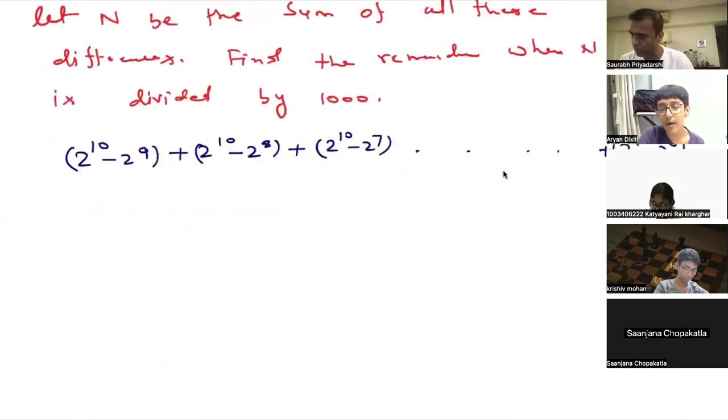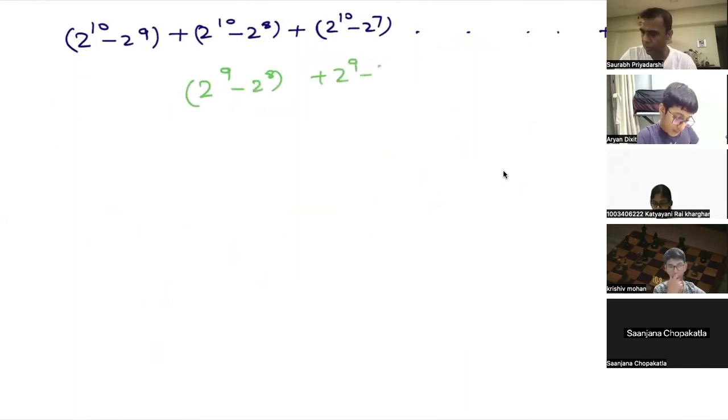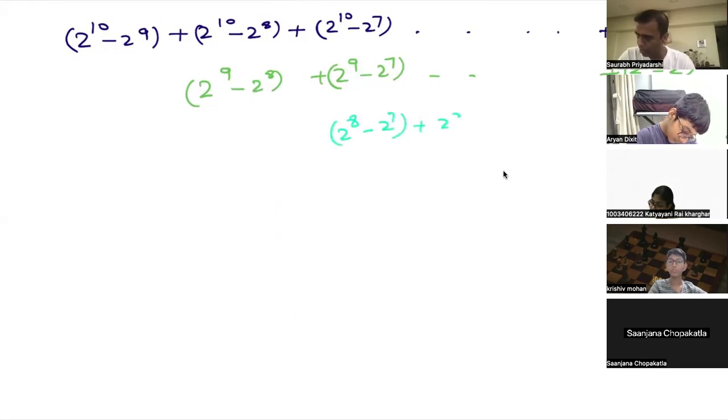तो जो हम लोग का बाकी जो है 2 to the power 10 को अलग ग्रुप करो, एक 2 to the power 9, 2 to the power 8, 2 to the power 7 से लेकर 2 to the power 9 minus 2 to the power 8 plus 2 to the power 9 minus 2 to the power 7 up to 2 to the power 9 minus 2 to the power 0, right? Again, 2 to the power 8 minus 2 to the power 7, 2 to the power 8 minus 2 to the power 6 up to 2 to the power 8 minus 2 to the power 0, right?